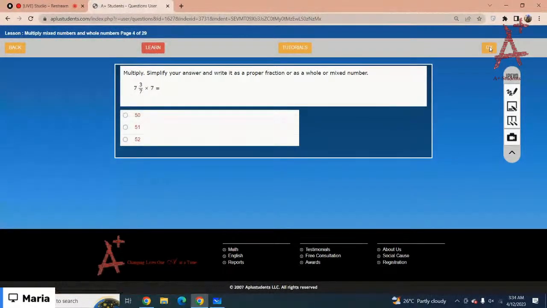Okay, the next one is 7 whole 3 over 7 times 7. So which is the correct option? Convert the mixed fraction into an improper fraction. It would be 7 times 7 is 49 and 3, 52 over 7. 7 and 7 cancel out each other, so you are left with 52. So the correct option is 52.